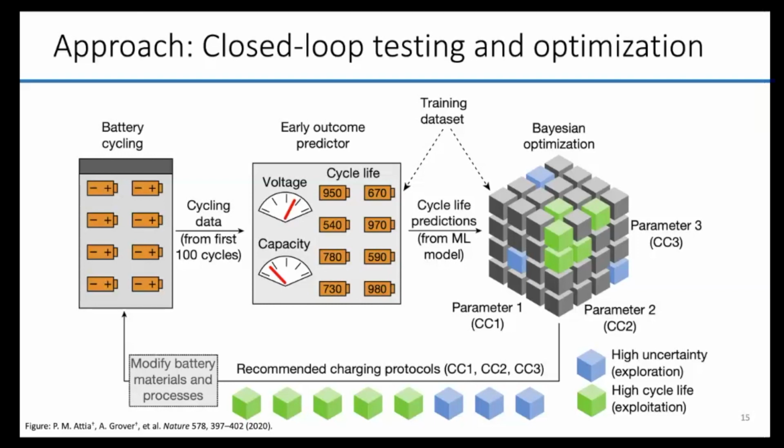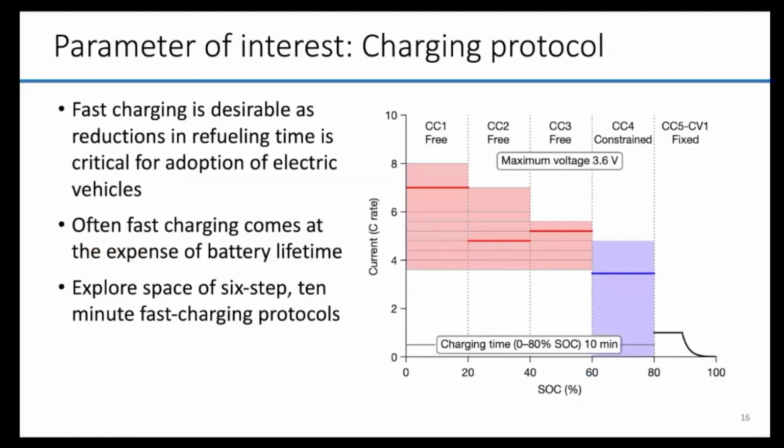The next step of the analysis was to look at Bayesian optimization for experimental design. As I mentioned at the top of the talk, our interest was in learning charging protocols such that we can achieve fast charging without large loss in cycle life, and I'll get into how that was done. Now in this section of the talk, the parameter of interest is the charging protocol. As I already mentioned, fast charging is desirable as we hope it would increase adoption of electric vehicles.